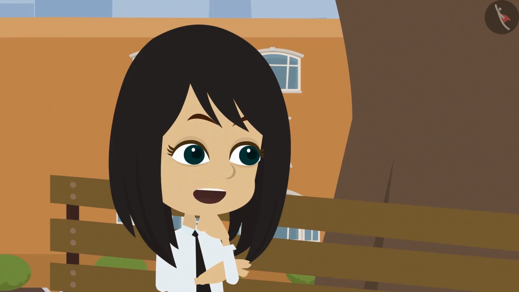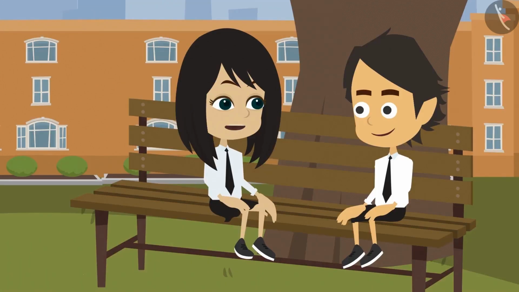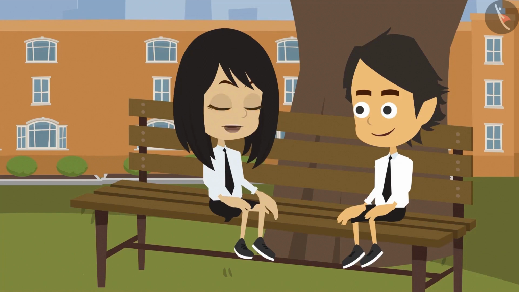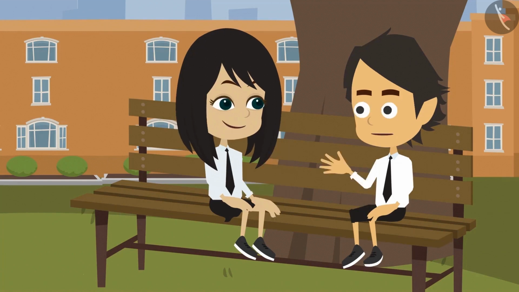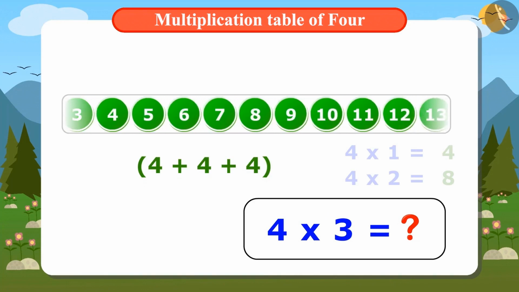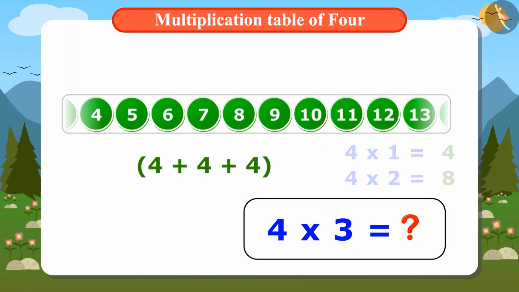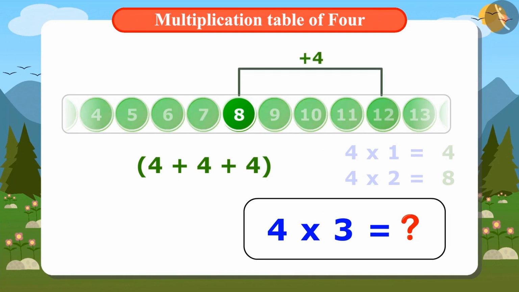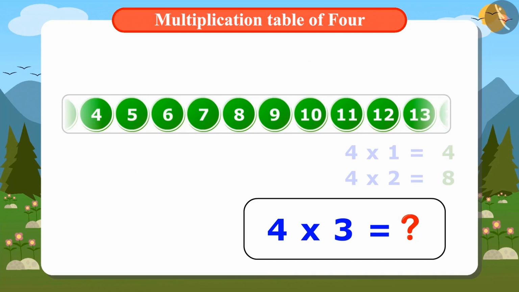Yes, now we write the multiplication table of 4 by either of 2 methods. Okay, we will find out. To find the answer for 3 times 4, either add 4 3 times or find the fourth number after 8. The fourth number after 8 is 12. And if we add 4 3 times, then also the answer is 12. This means 4 3s are 12.